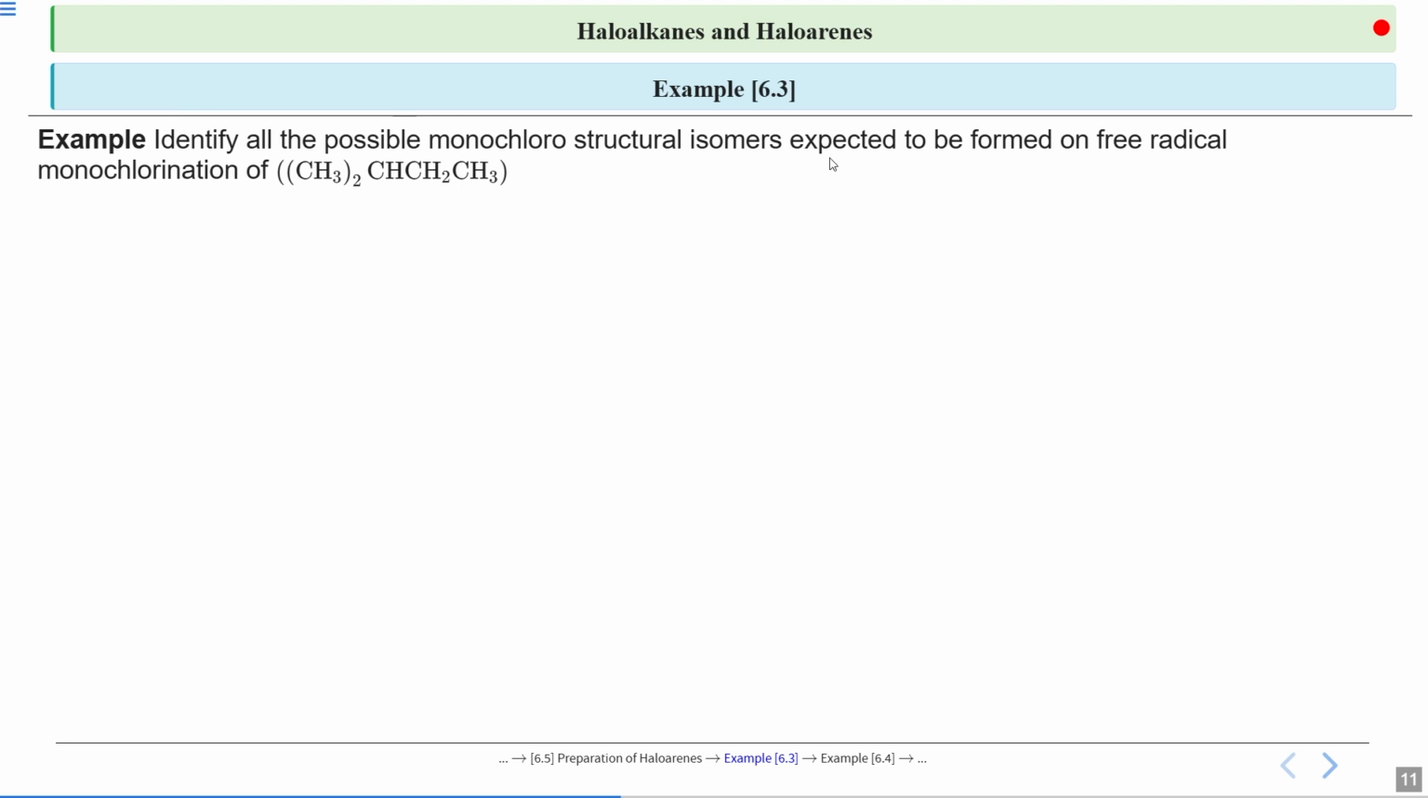Okay, let's solve an example. Example 6.3 says: identify all the possible monochloro structural isomers expected to be formed on the free radical monochlorination of this molecule, (CH3)2CH CH2CH3. What it is asking is, for this given molecule, whose formula is given, if you do its free radical monochlorination, what are the possible monochloro structural isomers you can expect? You have been given some time, try to solve this question, and then we will see its correct answer.